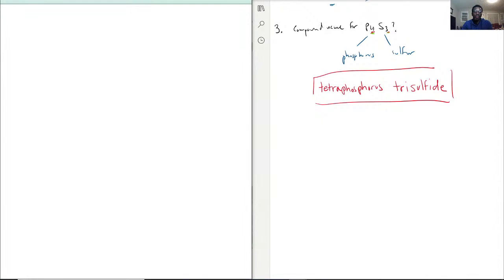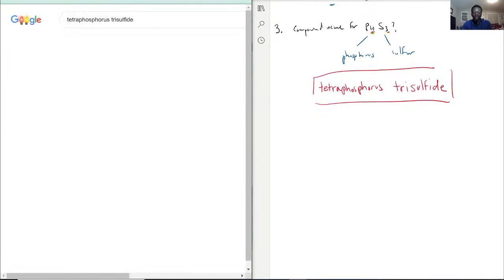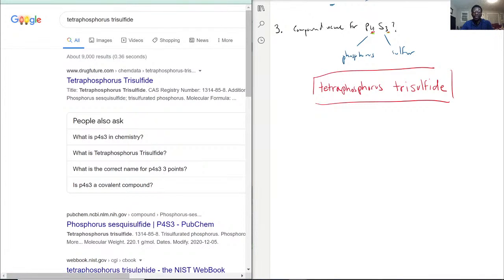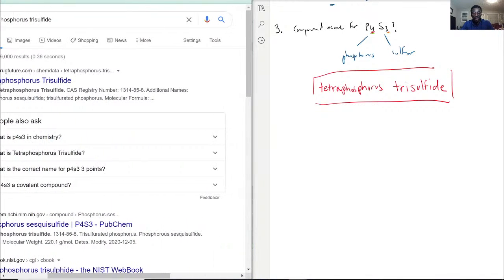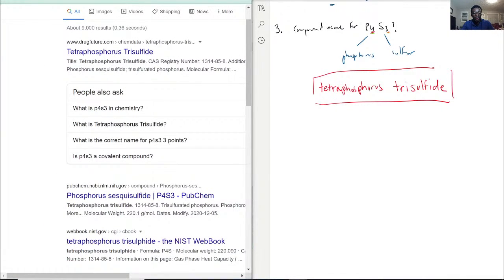In fact, if I typed in tetraphosphorus trisulfide there, it pops up. I may have searched it beforehand. But here, P4S3. There's also another name, phosphorus sesquisulfide, but these are the other names that unfortunately you just have to memorize because it's not really a general naming rule.